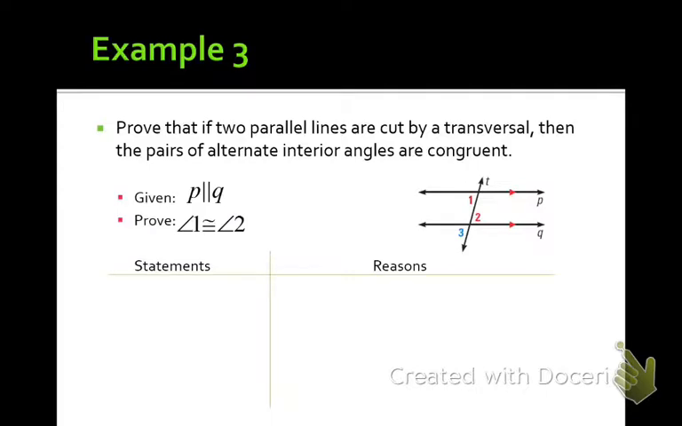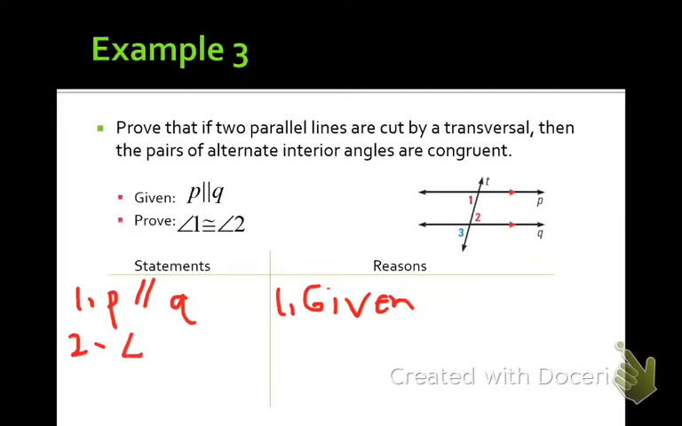We'd start our proof with the given. P is parallel to Q. That's step 1, and that's given. What do you think I would say in step 2? What could I say? Where are we going with this? Caleb, what do you think? Angle 3 equals angle 2, which is vertical. Okay, we can do that. Angle 3 is congruent to angle 2, by vertical angles. All right?